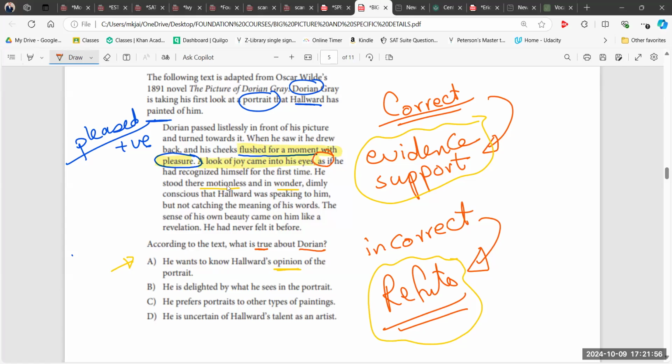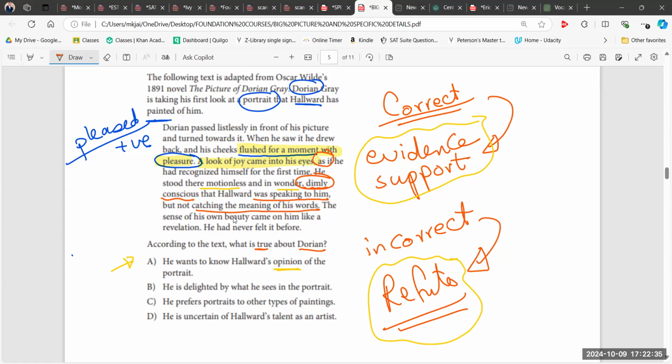He stood there motionless. Well, sometimes you feel that you're frozen. You stay there, unable to move, and wondering. Continue reading, Yazid. Dimly conscious, how does he feel? Dimly conscious that Hallward was speaking to him. So Hallward was speaking to him. Was he conscious? Dimly. That's like 20%, 10%. That he was speaking to him, but not catching the meaning of his words.